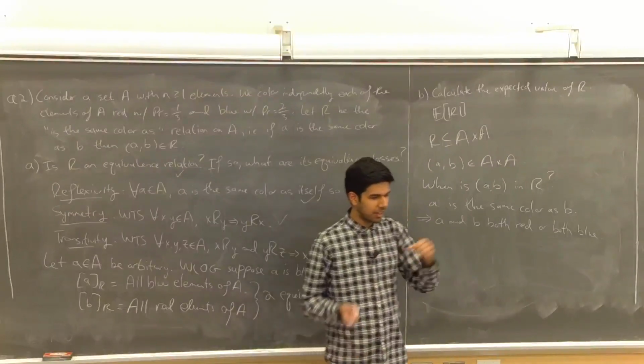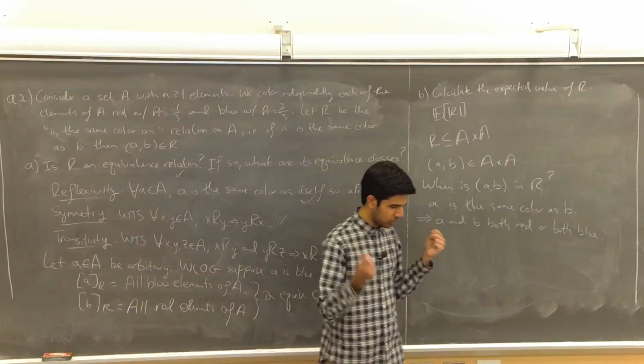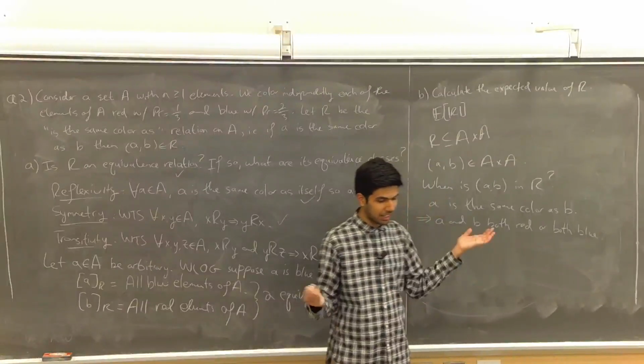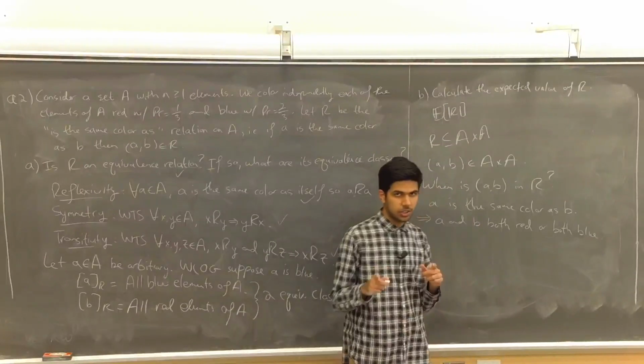So we have an indicator for every single pair of elements, A and B, and we're going to see what is the probability that that appears in R. What is the probability that these two elements are the same color? Let's start writing that out.